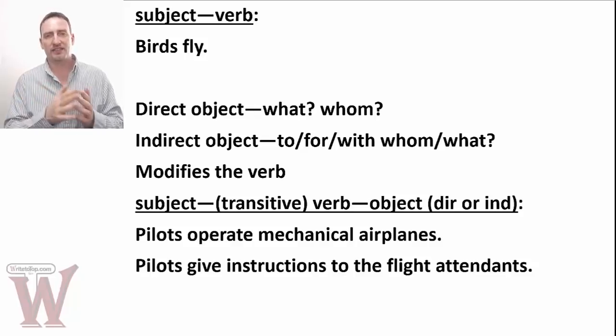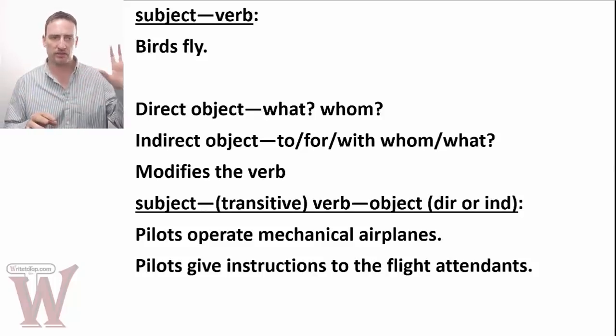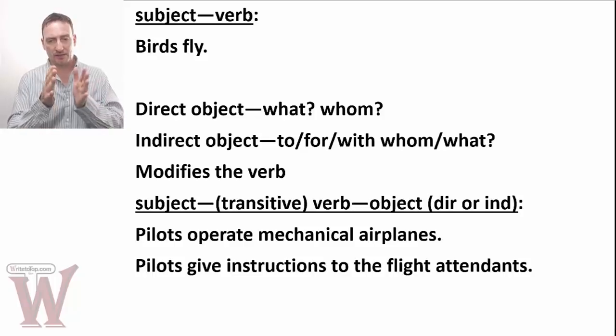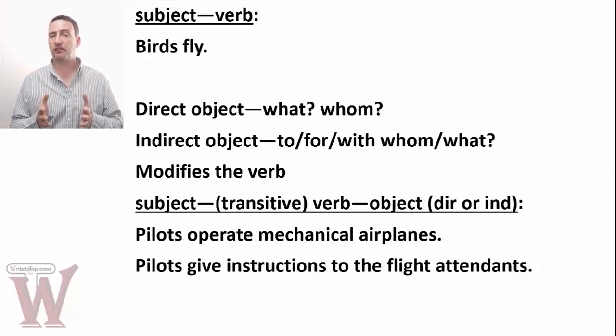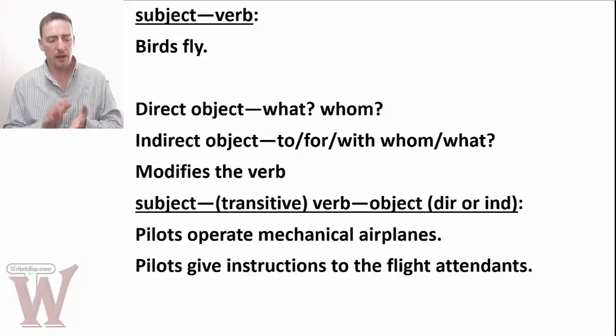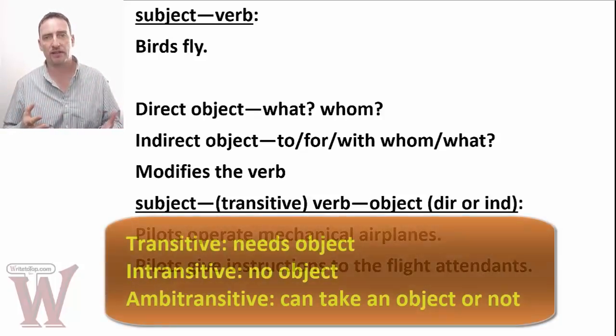Now, other sentences, or other clauses, I should say, might need a direct or indirect object. Now, keep in mind that all clauses, whether they're dependent or independent, need a predicate. Now, direct or indirect. The thing to remember here is what type of verb are you using, okay? And this is very important, especially in writing. Make sure you understand the nature of your verb, okay? Is it transitive, intransitive, or ambitransitive?